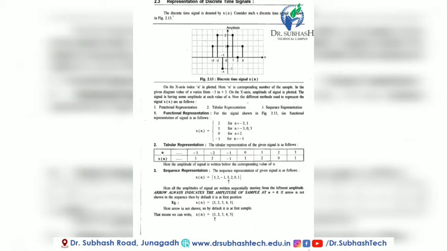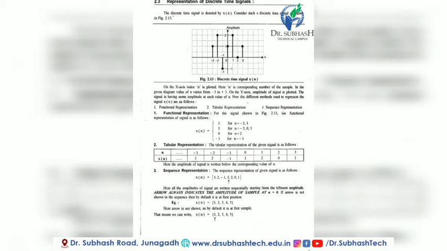So today's lecture we study from the book as per the many demand of the students. So let's check how the representation of discrete time signal. The discrete time signal is denoted by x of n. Consider such a discrete time signal as shown in figure.